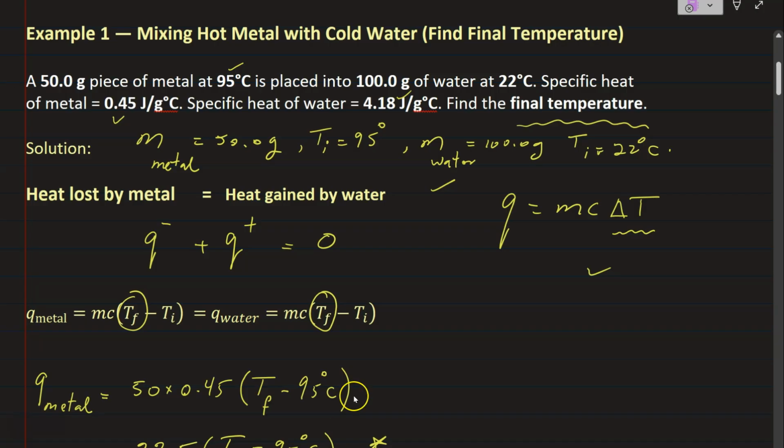Okay, so that's what we did. We went through each one, we used the heat equation and set it equal to each other, and that's what we got. All right, let's look at the next example now.